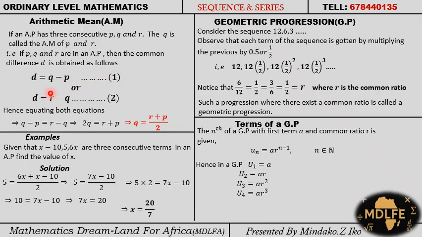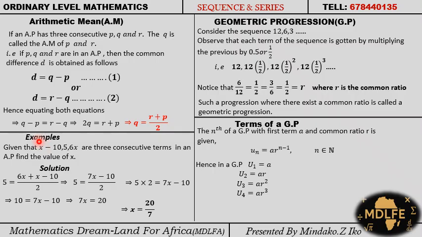I can call this equation 1 and this equation 2. But since both of them gave me the common difference, I can just equate them. Hence, I will have Q minus P equal to R minus Q. I will send this Q this side, I'll have 2Q, then I'll take this one this side, I'll have R plus P. Hence, my Q is R plus P divided by 2 if I divide all through by 2. So this is known as the arithmetic mean. Q now is the arithmetic mean of P and R. Let's look at an example on this. So this is the example here.